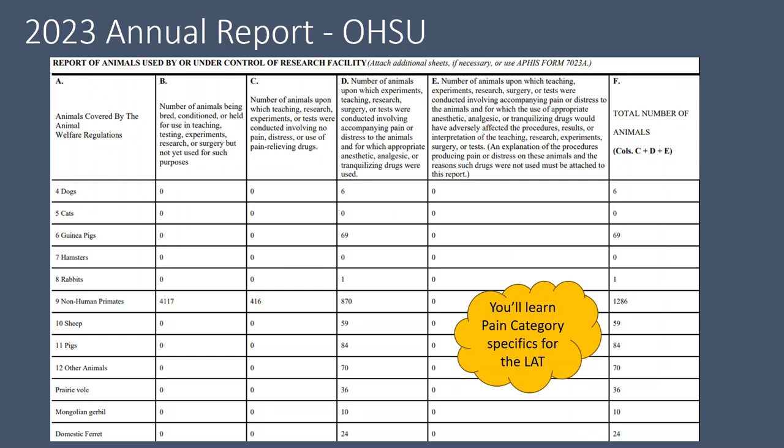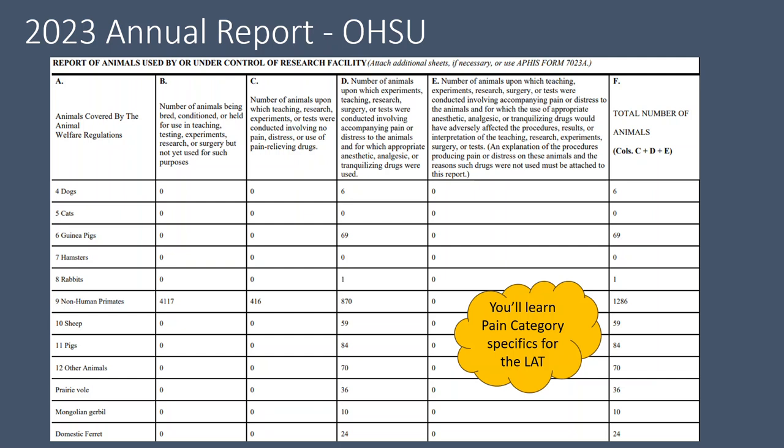Category C, procedures causing minimal or momentary pain or distress. Examples include quick injections or blood draws that typically do not require sedation or anesthesia. Category D, procedures causing moderate to significant pain or distress, requiring the use of analgesics, anesthetics, or tranquilizers.